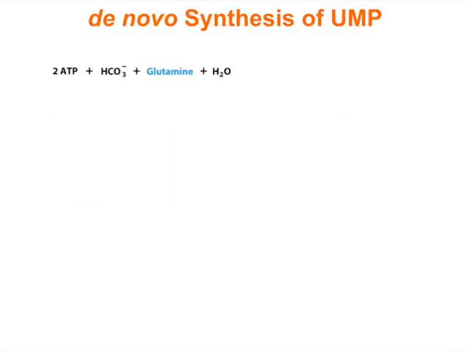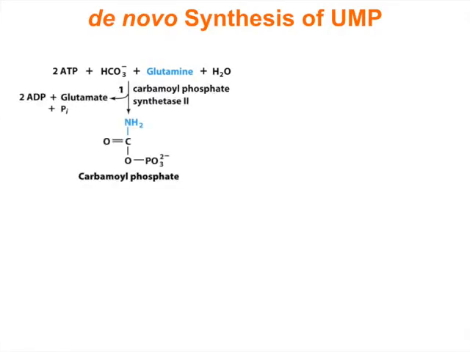So, in the body, as we know it right now, we can make uridine monophosphate from scratch, just with bicarb, glutamine, which donates the nitrogen group, water, and energy. That's all we need to start. First step is that we have to add nitrogen and a phosphate to essentially the bicarb backbone, if you will. We get phosphate from ATP, we get the nitrogen from glutamine, and now we have this molecule called carbamoyl phosphate. This is the starting point for nucleotide synthesis.